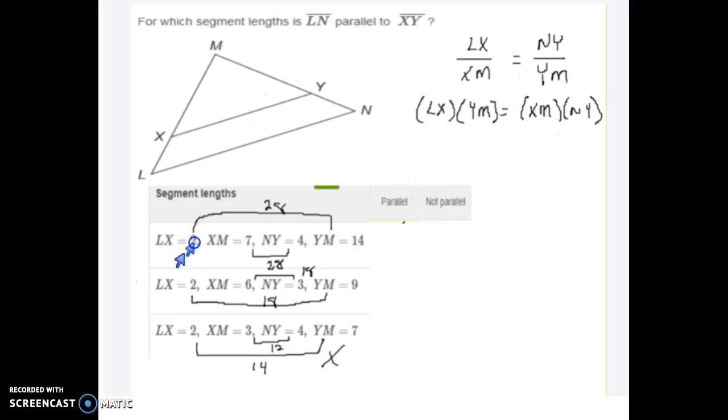So the first one here, if we multiply 2 times 14, we get 28. If we multiply 7 by 4, we get 28. So we can say, yes, they must be parallel. The middle one here, 2 times 9 is 18. 6 times 3 is 18. So yes, they are also parallel. The third one, 2 times 7 is 14. 3 times 4 is 12. So since those are different, they are not equal. So they are not parallel. So that's all you have to do for that one.